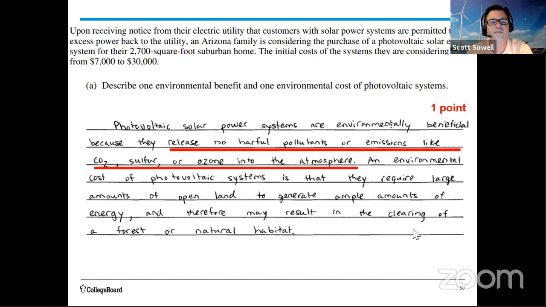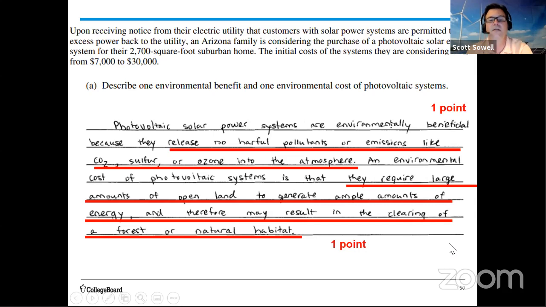Then they go on to say an environmental cost of photovoltaic systems is that they require large amounts of open land to generate ample amounts of energy and therefore may result in the clearing of a forest or natural habitat. Boom, there's the other point.